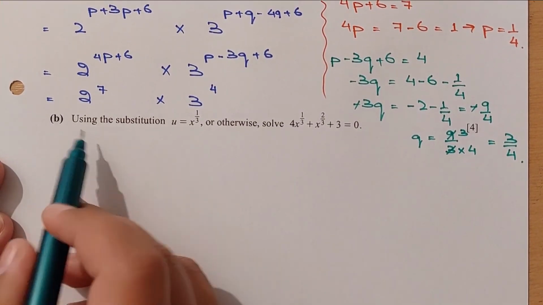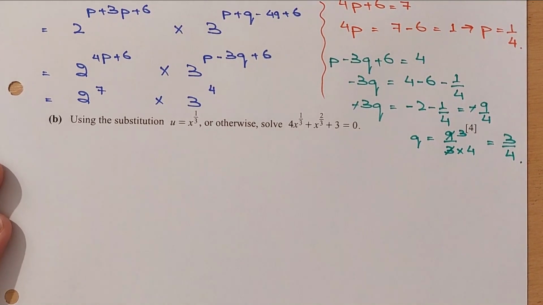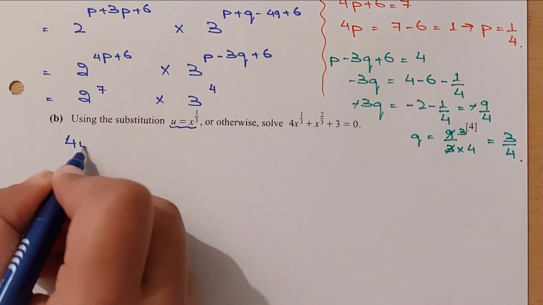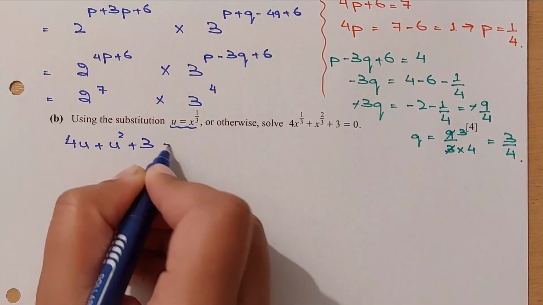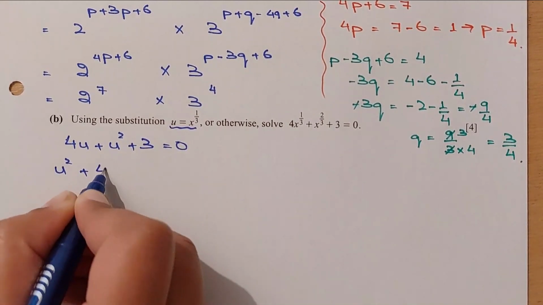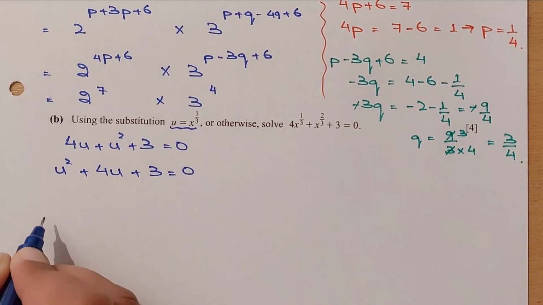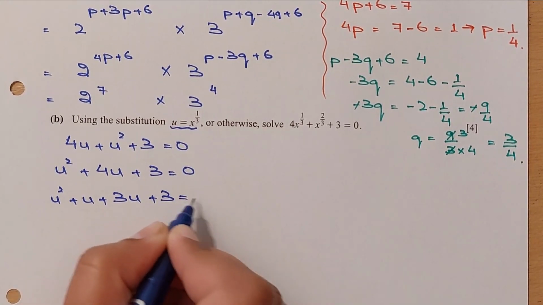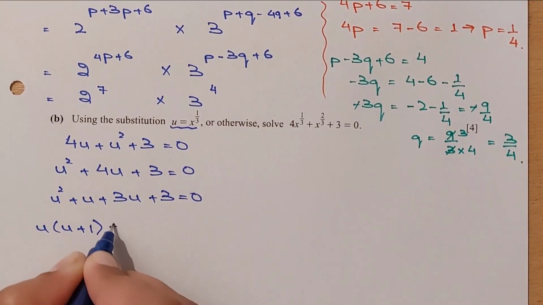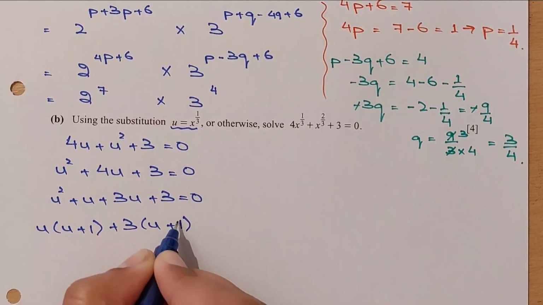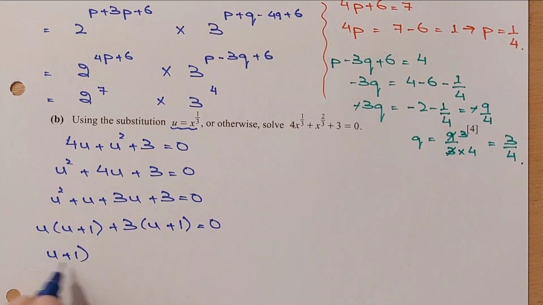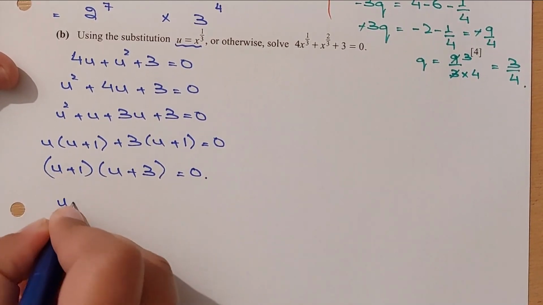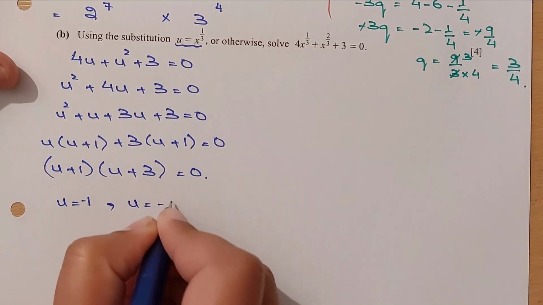Okay, now for the second part, use substitution, or otherwise we have to solve this equation. Okay, that's pretty easy. Let me use this substitution. X power 1 by 3 is u. So we have 4u plus u square plus 3 equals to 0. Rearrange it. U square plus 4u plus 3 is equals to 0. The quadratic equation, 1 times 3 is 3. U square plus u plus 3u plus 3 is equals to 0. U is common, u plus 1. Plus 3 is common, u plus 1, u plus 1, yeah, equals to 0. So the factors are u plus 1 and u plus 3 equals to 0. Now we have two values of u. From here u equals to -1 and u is equals to -3, right?